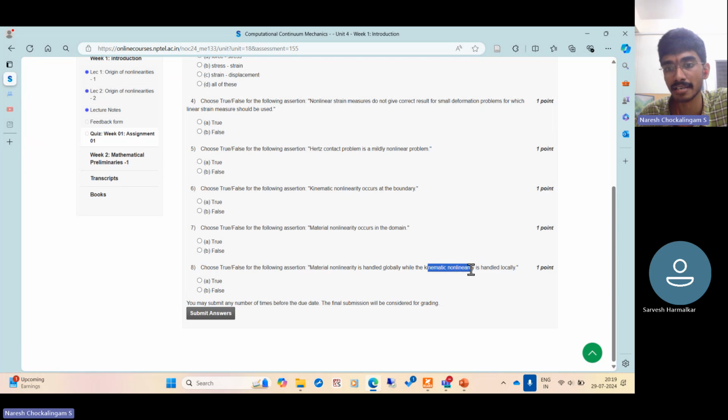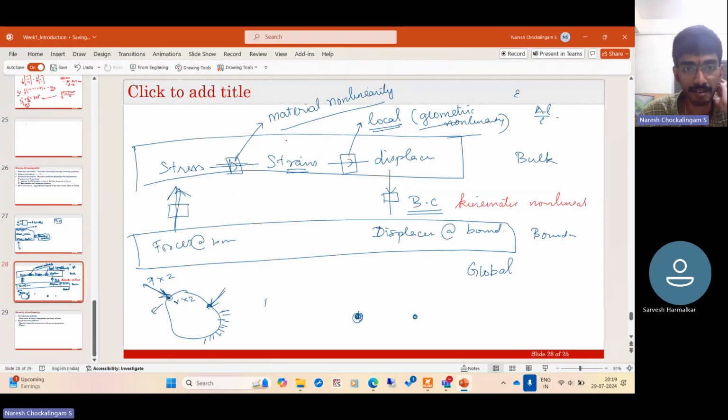So you might have already got the answer, but I cannot tell that. But you know where the material nonlinearity exists. This is all in the bulk, and stress is at a point, strain is at a point. So these two are locally related, whereas forces and displacements are globally related.